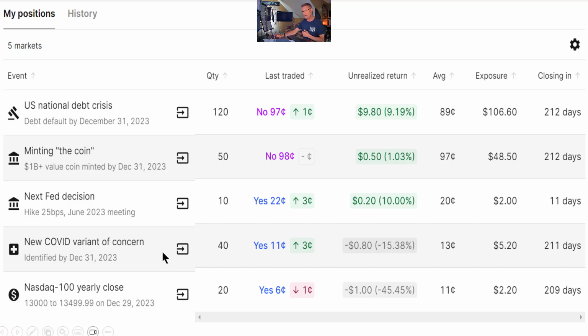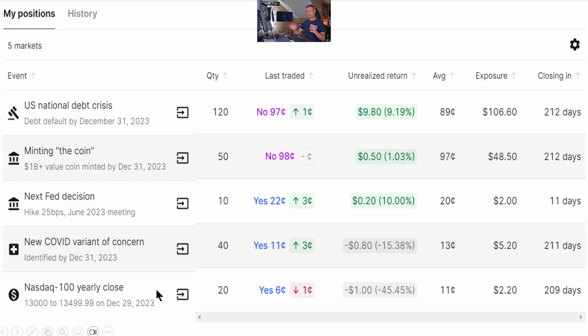New COVID variant. Will we get a new COVID variant sometime this year before the end of 2023? If you select yes here, for every $11 that you put in, you would get $100 back if a new variant comes out and is recognized by the CDC. I feel like that's a pretty decent bet right there, to put $11 up to make $100 back on that.